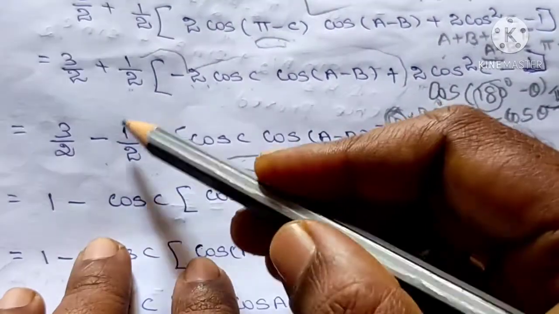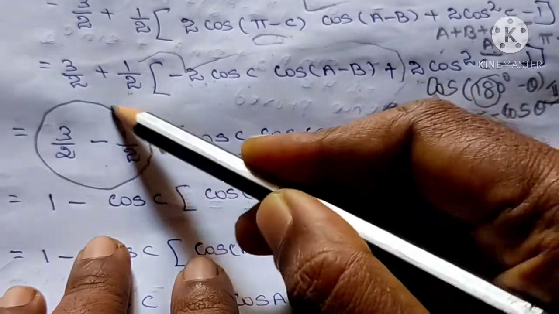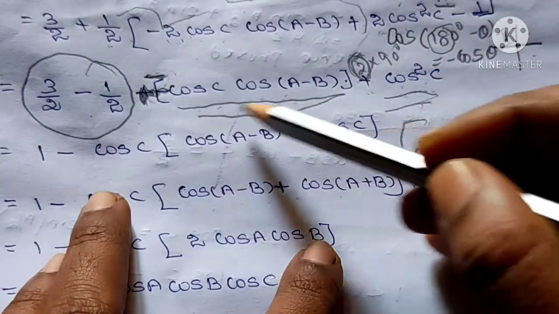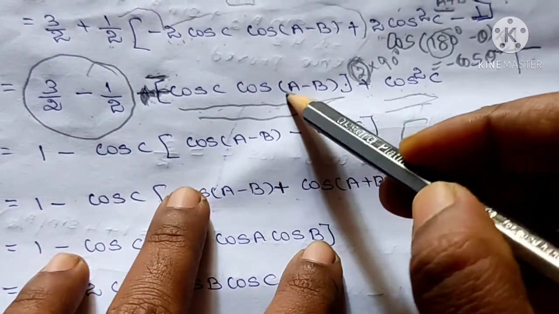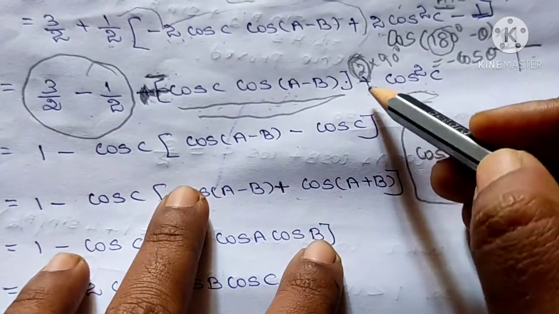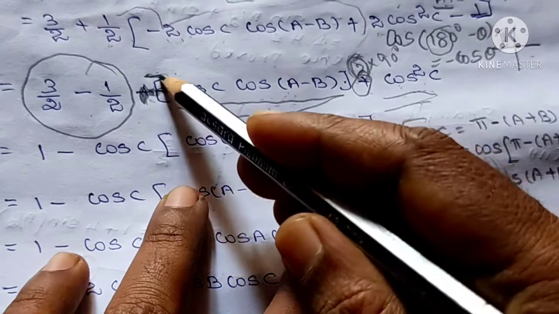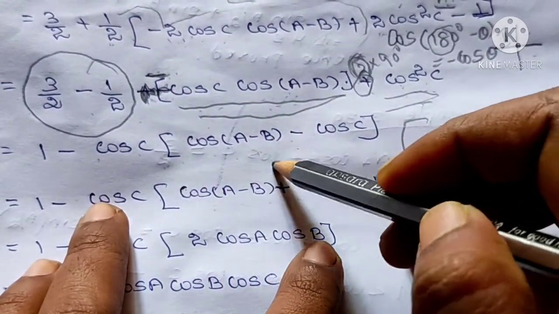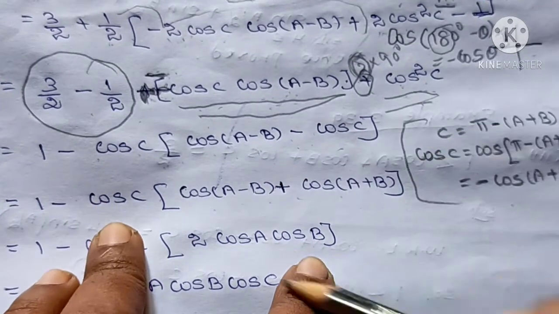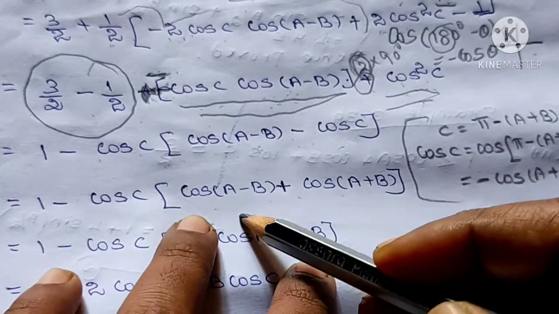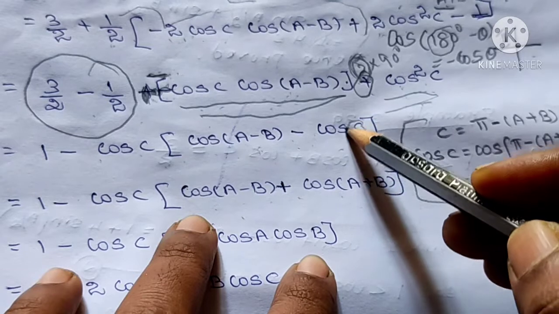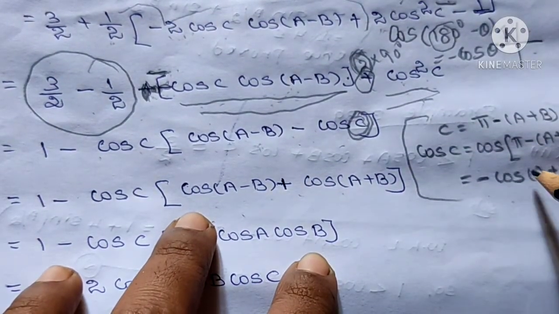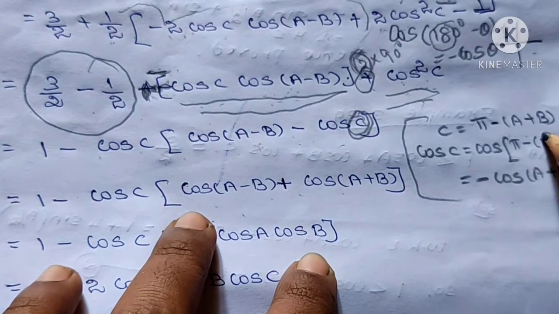Here we simplify these two terms. Plus and minus, we get negative here. Now we take minus cos C outside. So this term is positive: cos (A minus B). This positive term becomes negative because you took the negative value outside. So 1 minus cos C into cos (A minus B) minus cos C. Then 1 minus cos C into, write this term. But in this cos C, in place of C you write pi minus (A plus B).